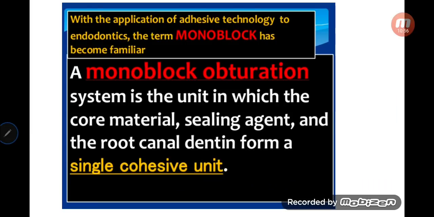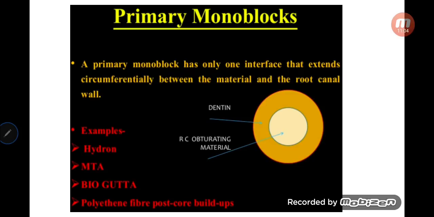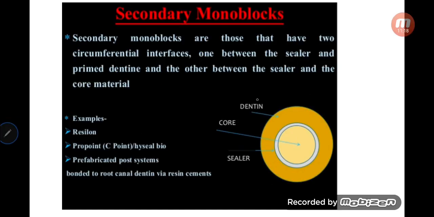I hope you are very good at this monoblock concept. The main important aspect is forming a single block, a single cohesive bond. In the primary monoblock, you have only one interface, and the examples are Hydron, MTA, Biogutta, polyethylene fiber post and core buildup. The second one, where you will have two interfaces. Please learn about the examples, which are very important.